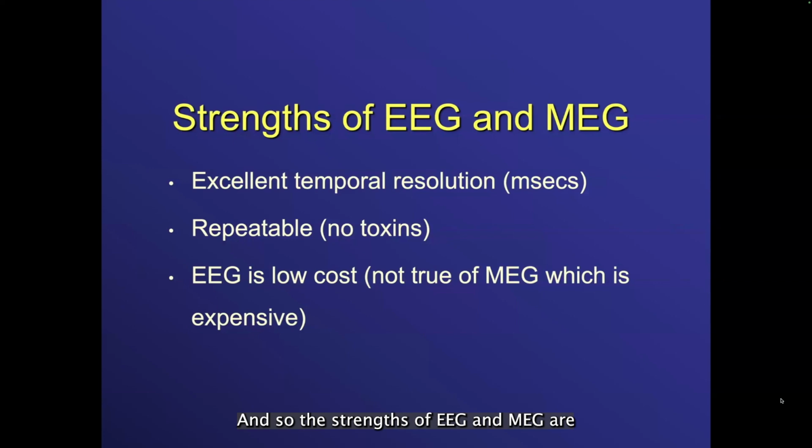And so the strengths of EEG and MEG are they have excellent temporal resolution. They're repeatable. There's no toxins. EEG is low cost. That's not true about MEG. And unfortunately, there's only maybe 15 to 20 MEG centers in North America. They're not as common as MRI.